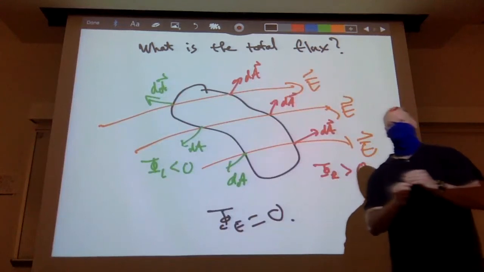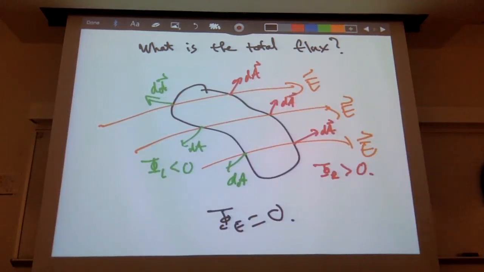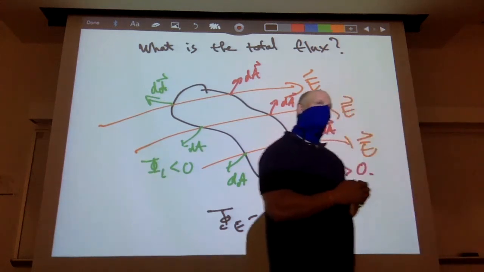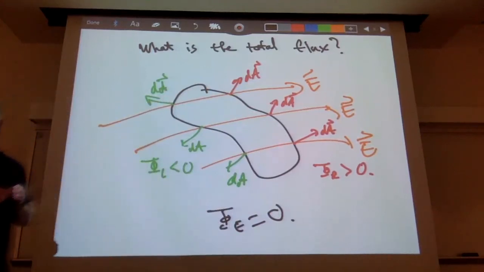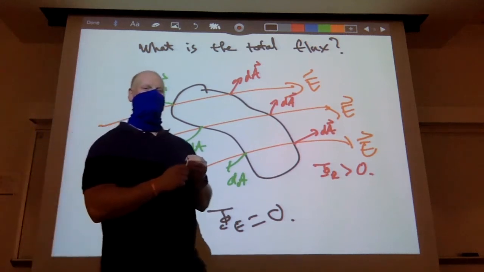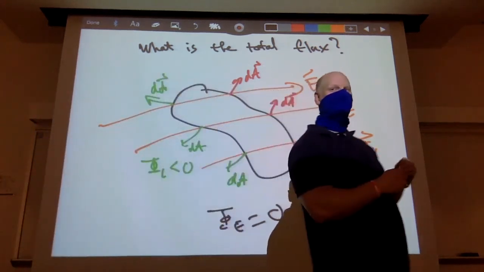What has to be present? What do you think? This is the major idea of Gauss's law. The key thing that we have to understand at this stage: what is the only way I can create a non-zero flux? What has to be present, and where does it have to be?